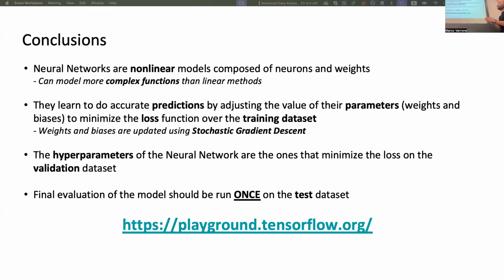And then you should, whenever you evaluate multiple models, be it a neural network or whatever other model, run the tests for that model only once on the dataset, otherwise you risk adding biases to your evaluation. This is a nice website to look at the visualization of how neural networks learn.